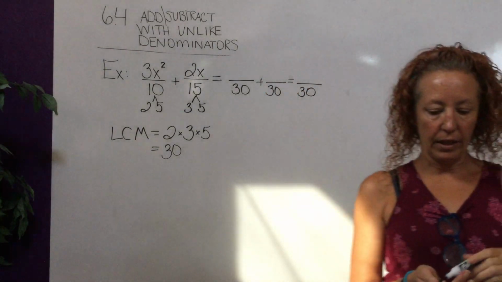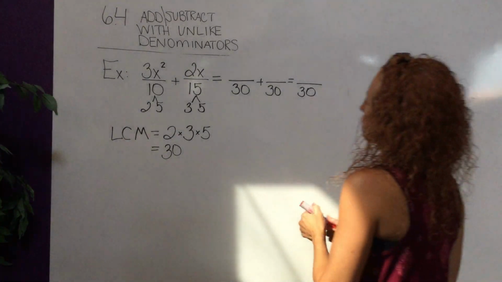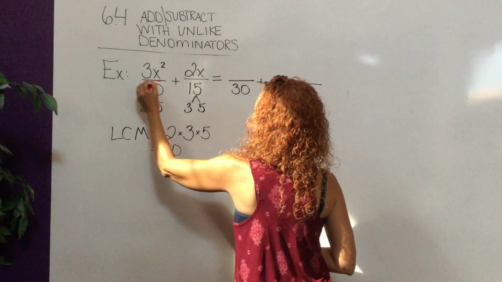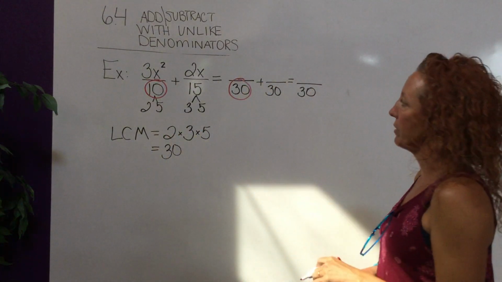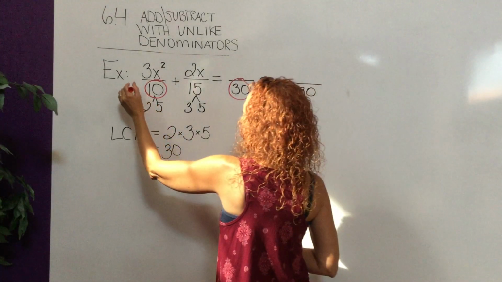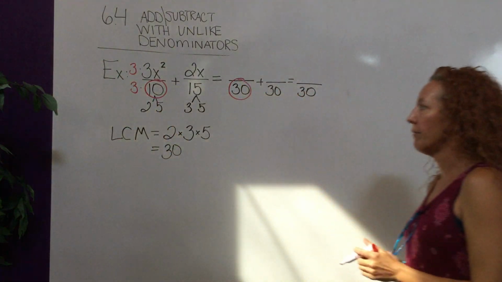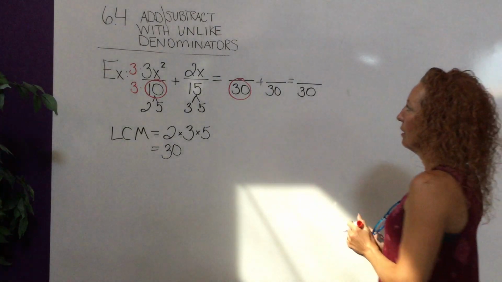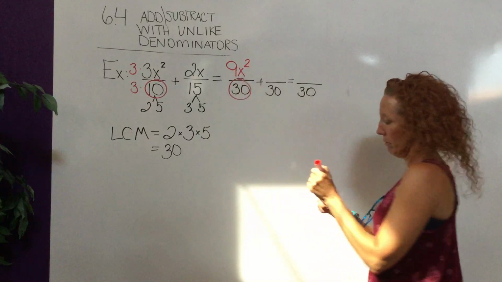And now I'm ready to play the what's missing game. What do I need to multiply? So I look at this 10, and I look at that 30, and I think 10 goes into 30 three times. So I have to multiply top and bottom of that fraction by 3, which will give me here 9x squared.